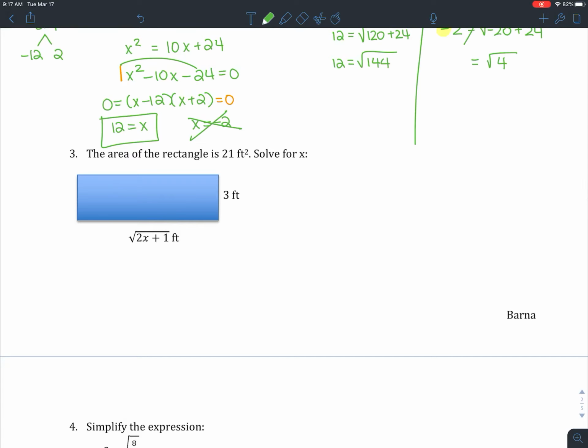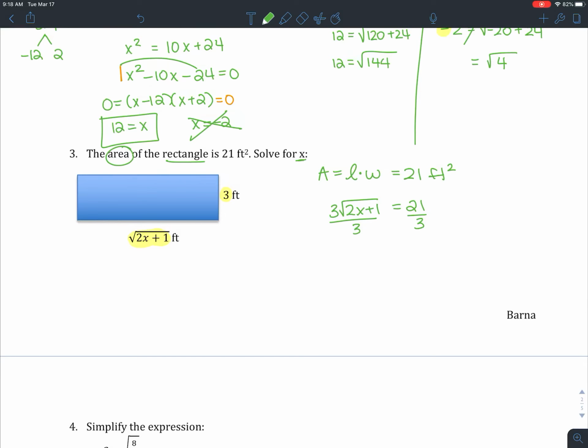Okay, last problem. The area, so I'm going to think immediately, length times width of a rectangle is 21 feet squared. Solve for x. So I don't need the lengths, I just need x. This is my width. This is my length, so I'm going to put the 3 out front, and I'm going to multiply it by 2x plus 1. And that's going to equal 21 because I have my length and my width multiplied to give me the area.